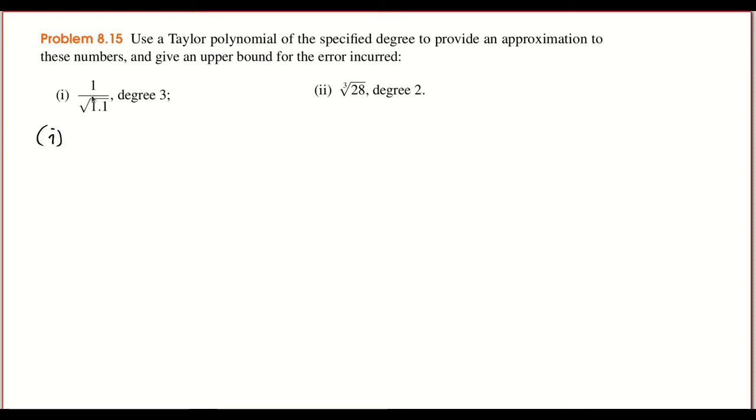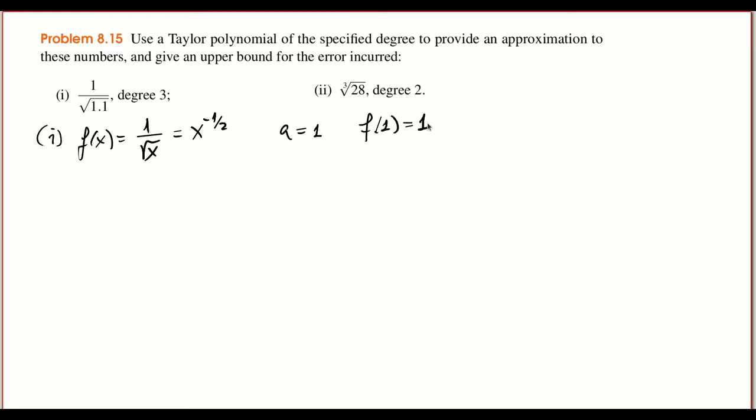We need a function, right? Well, clearly, one function that suggests itself is this one, which is equal to x to the minus 1/2, by the way. And we need a point a around which this number is close to this point. So the closest point to this number for which the square root is easy to evaluate is the point 1, because the square root of 1 is just 1. So f(1) is equal to 1, okay?